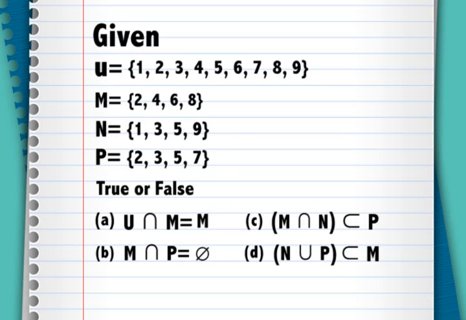Do we have 8 in P? No, sir. 6? No, sir. 4? 2? Yes, sir. So we have at least one element in the intersection. So it means this intersection is not empty. This intersection has the element 2 inside. So B is false. What about C?